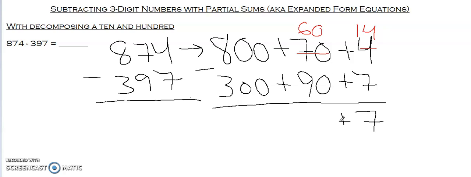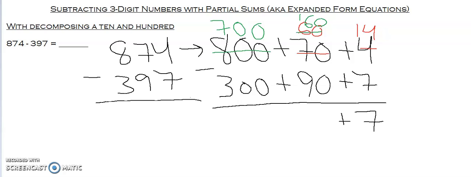Now I'm going to subtract my tens place. I have 60 minus 90. In the second grade, we cannot do that. So we are going to decompose a 100. That will leave us with 700. And then we would give that 100 to the tens place. So then we would have 160.